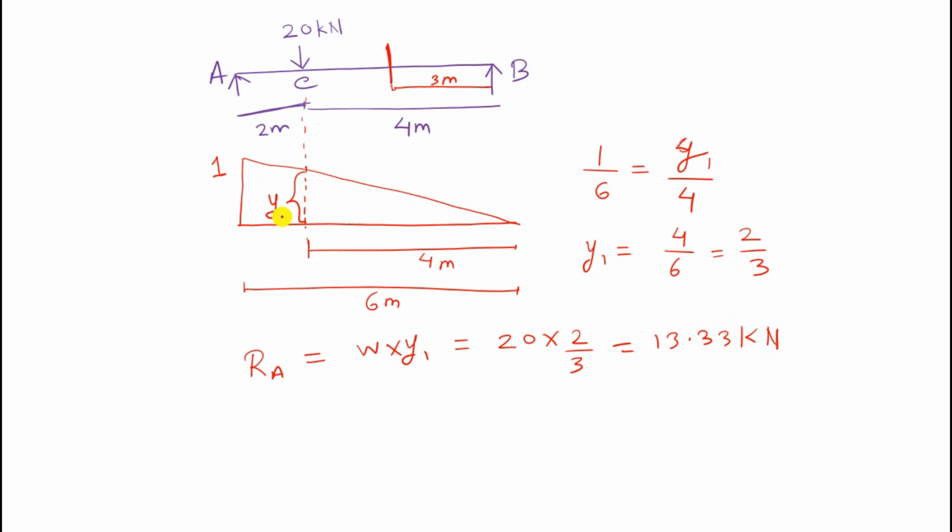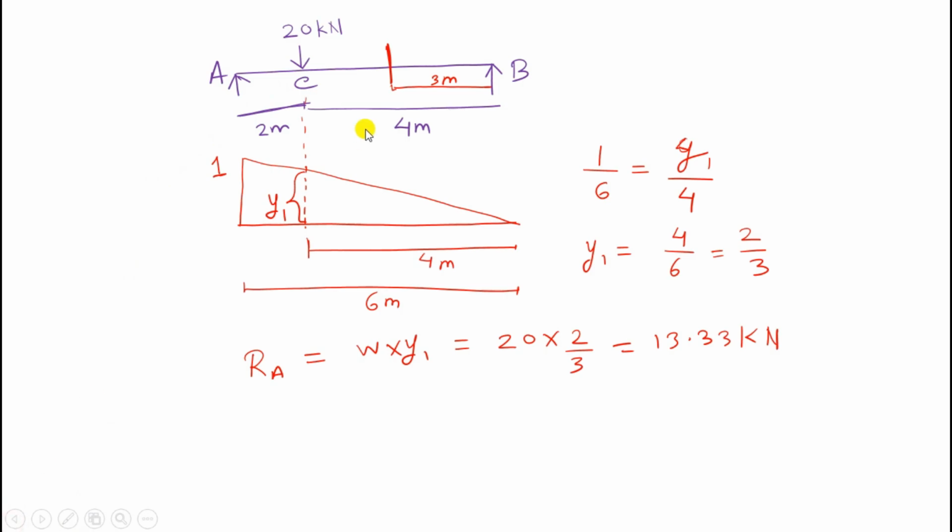Okay, so now you calculate the reaction RB. So what will be the reaction RB? First of all, draw this beam again. This is 20 kilonewton, 2 meter and 4 meter.